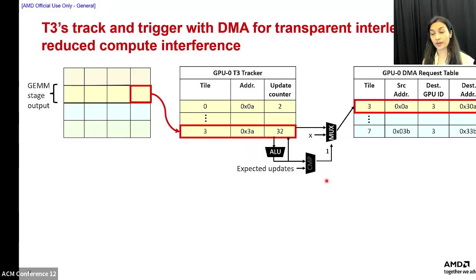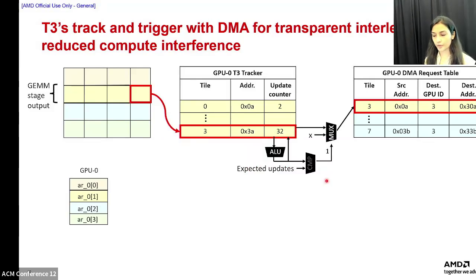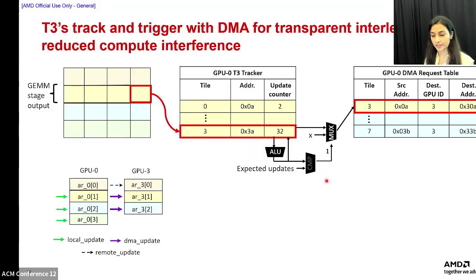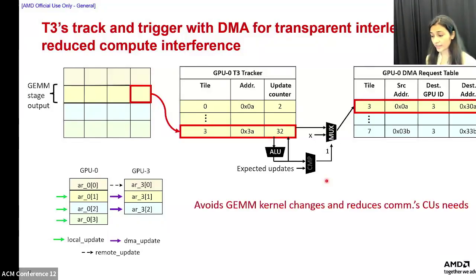Now, these structures are programmable for any collective type and implementation. As you can imagine, these things change. But they only require configuring just the GEMM output array. So they are mapped appropriately to the destination GPUs, along with the condition on which we want to trigger the DMA. Therefore, T3 avoids modifying the GEMM kernels. And further, by using DMA engines, it also reduces the amount of compute units that are required by the communication kernels.